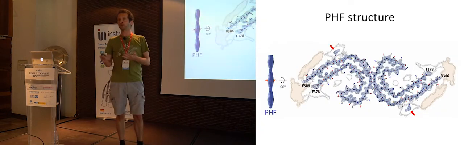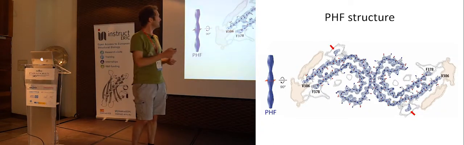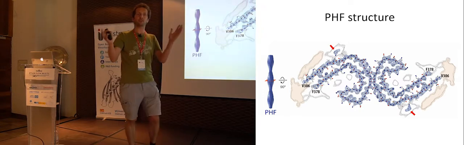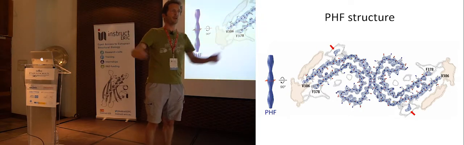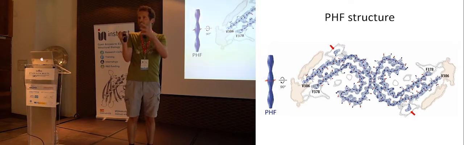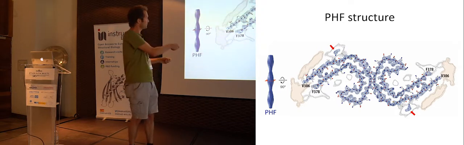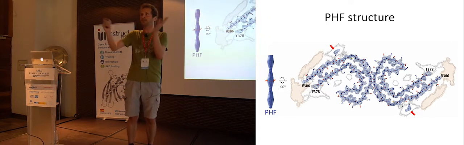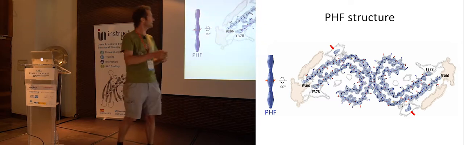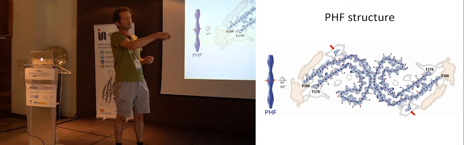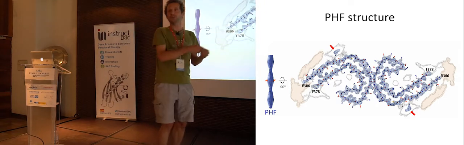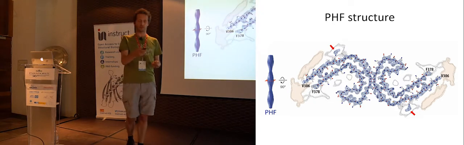So this is a close-up view of the paired helical filament structure. Of the total number of 441 amino acids of the full-length tau isoform, only residues 306 to 378 are actually structured in this amyloid structure. So there are 305 residues flopping off in this fuzzy coat on the N-terminal side, and 70 odd ones on the C-terminal side. Now this structure has a helical two-fold screw axis in the middle, such that you have two identical copies of this C-shaped protofilament structure.